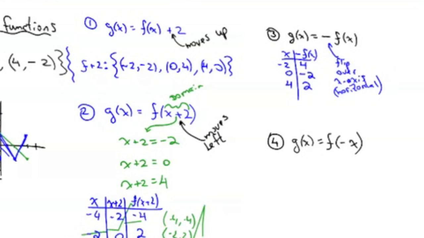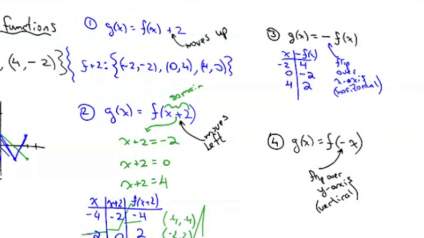Now let's guess at what this one does. If the negative on the outside flips it over the x-axis, the negative on the inside should flip it over the y-axis. Now this one's a little rare. It doesn't show up that often. So the negative on the inside will flip over the y-axis, or the vertical. And I'll explain what I mean by vertical later on.